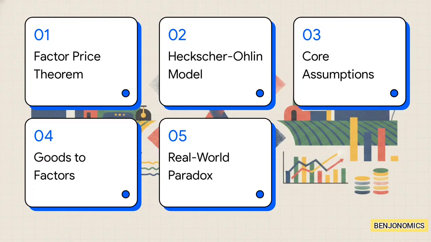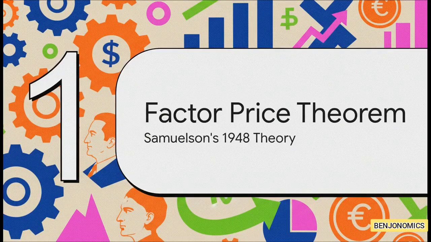Here is our mental syllabus for today's session. We'll start with the factor price theorem, then move into the Heckscher-Ohlin model, outline our core model assumptions, map out how we get from goods to factors, and finally, confront the real-world paradox. All right, let's dive straight into part one, the factor price theorem.